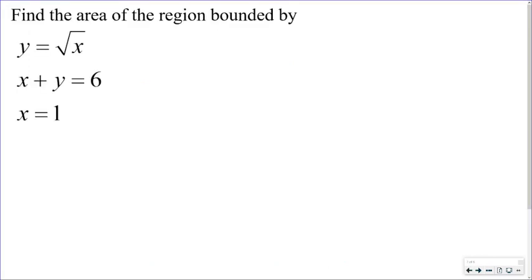So we're going to find the area of the region bounded by the square root of x plus y equals 6, and x equals 1. Now it's very important that we get the graph right. That's so critical here. So let's draw a graph. I have a square root function.